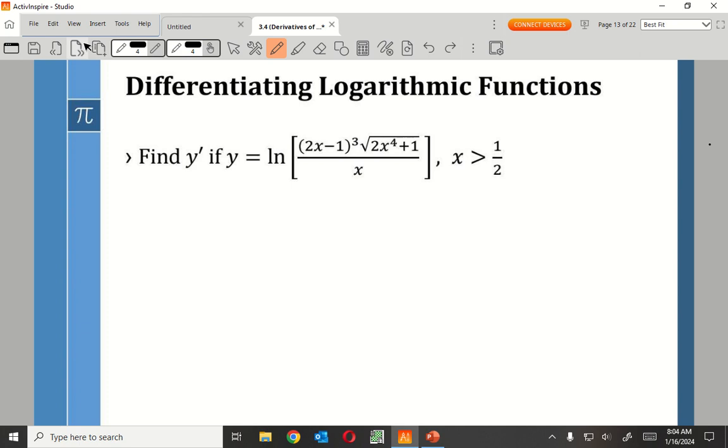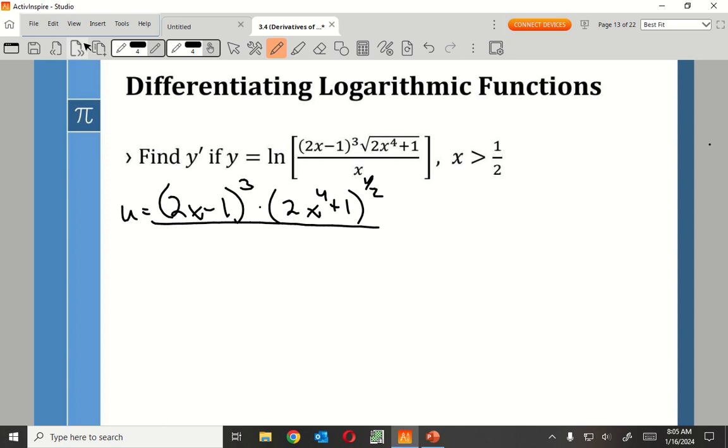So, I'm going to say that u is equal to (2x minus 1) to the third power times, now I'm going to rewrite that radical because I hate having it like that. I really do. I don't know why. (x to the fourth plus 1) to the 1/2. And all this right here is going to be over x. So what I'm doing is just u the whole thing.